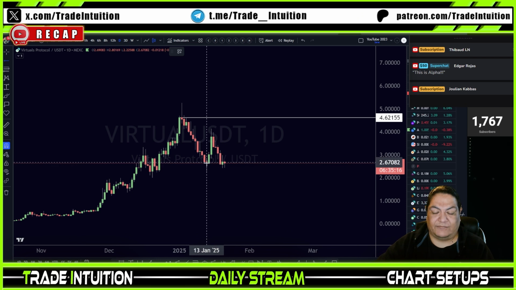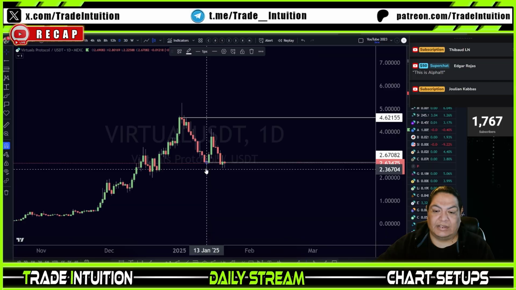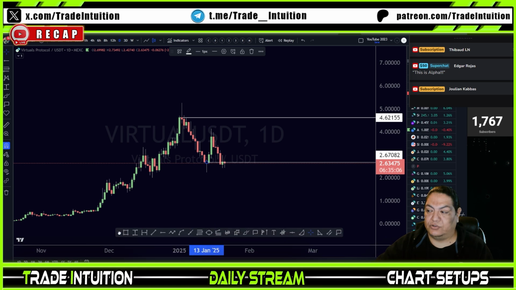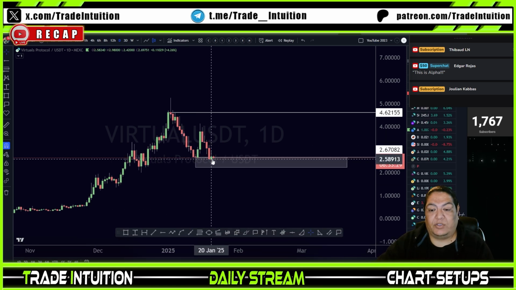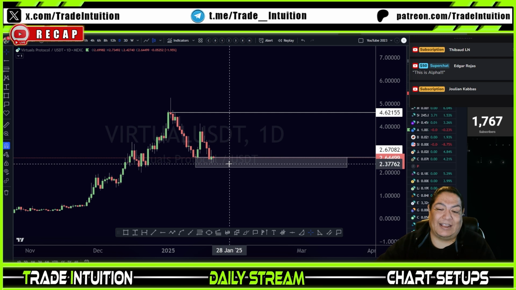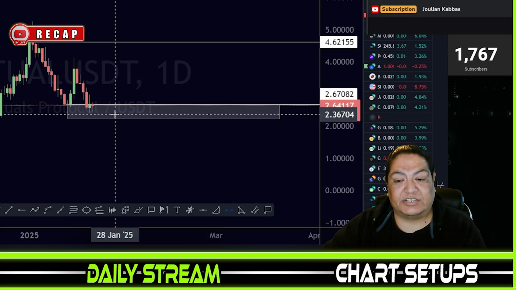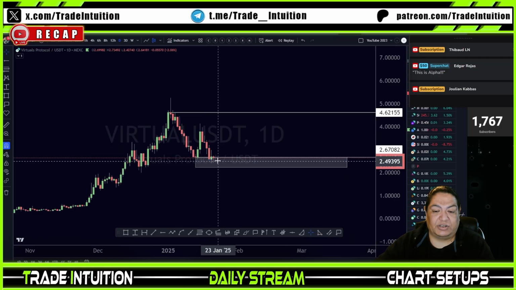So here is a level and it broke the level. Not good. Now I'm using the candle body. Now here's the candle wick. So what I'll do is I'll use my box or my rectangle. And here we go. We're in the support zone. Would I enter right now? High risk. Why? Because just because this is support doesn't mean it's going to stay.